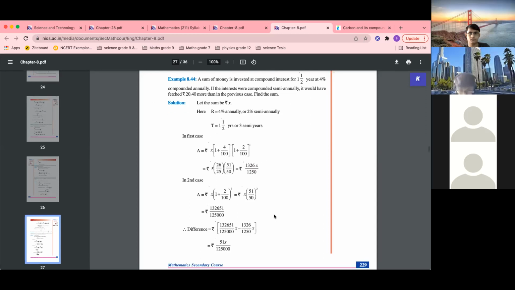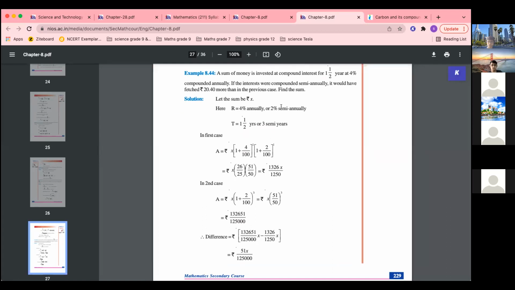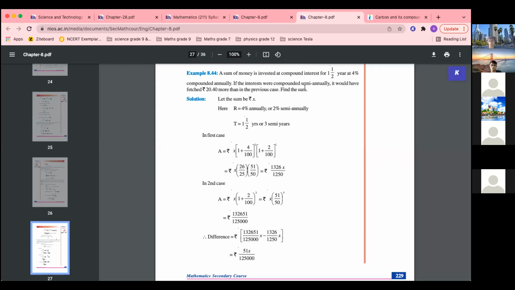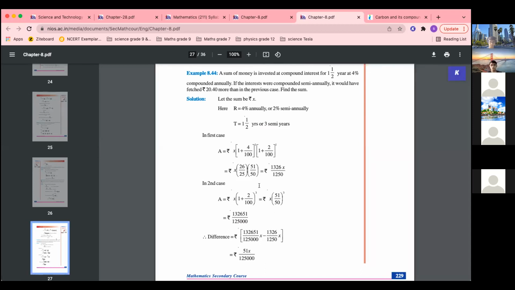So how will we find out? X into 1 plus 4 by 100 for 1 year, and for the half year 1 plus 2 by 100, as the rate is halved. So this is the amount for compounded annually. Now they have asked, if it is compounded semi-annually, meaning half yearly, what would happen? So in the second case, let us find half yearly, which is X into 1 plus 2 by 100. How many half years? 3 half years, right? It is 3 by 2, so it is 3 half years. So the time will be cube.